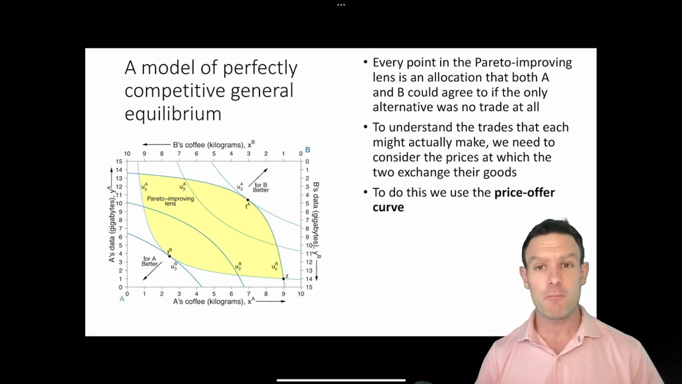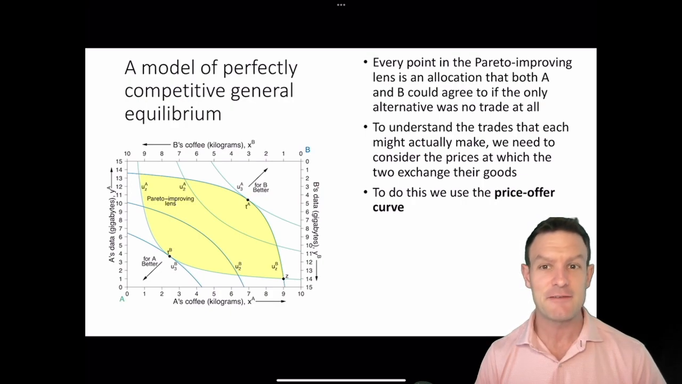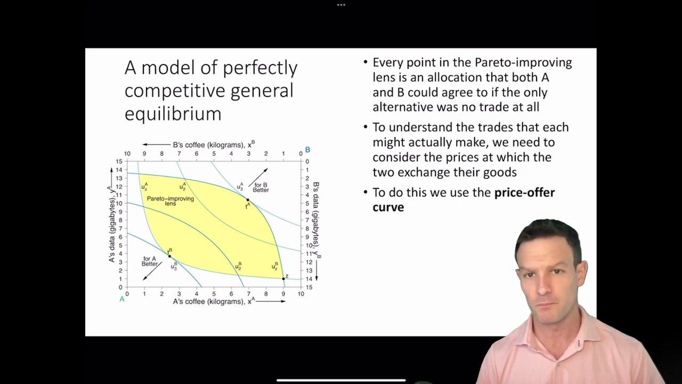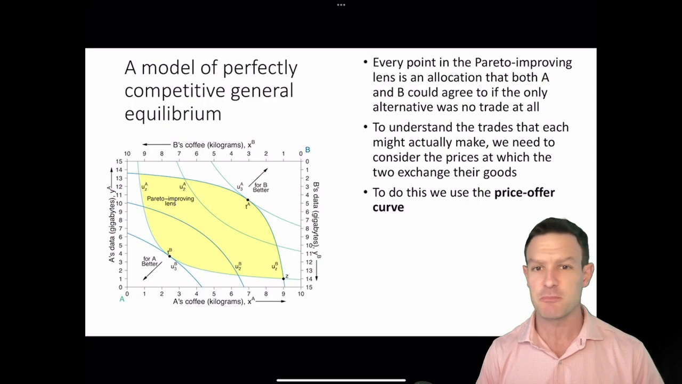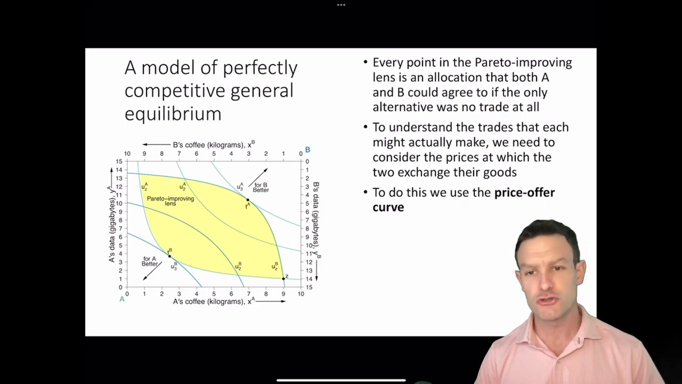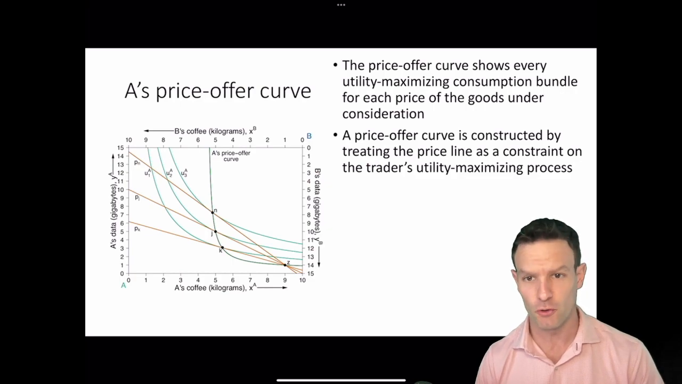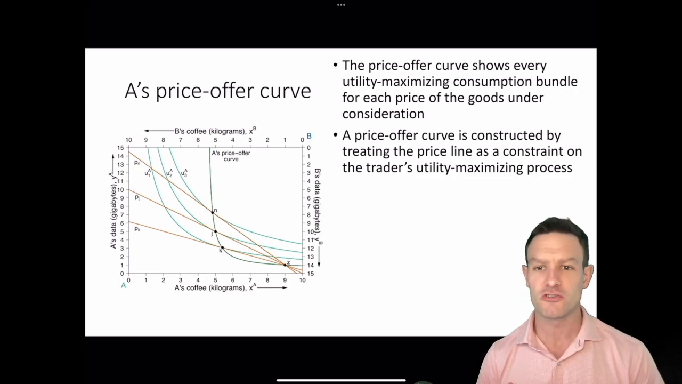Okay, now every point in the Pareto improving lens is an allocation that both A and B could agree to if the only alternative was no trade at all. So to understand these trades that each might make, we're going to have to consider the prices that they could be offered. To do this, we're going to use the price offer curve. You might recall that we looked at price offer curves previously in chapter 4, but just to remind you, how do we construct them?